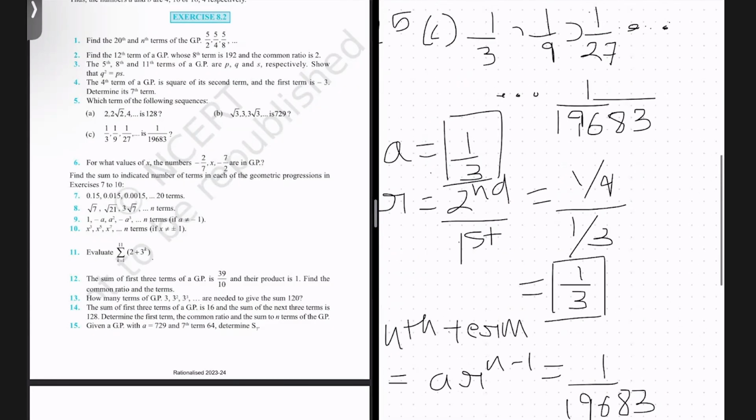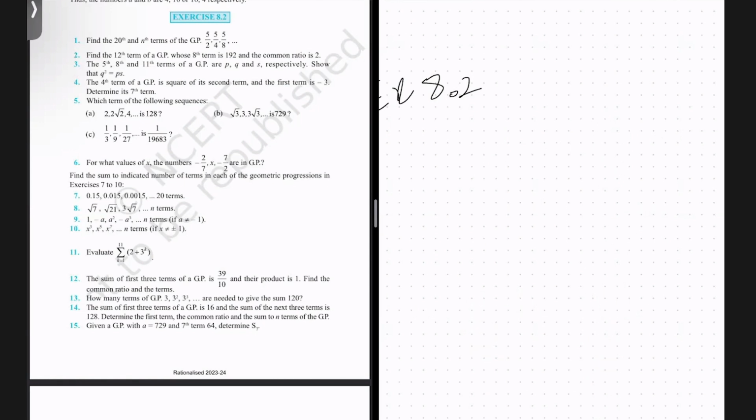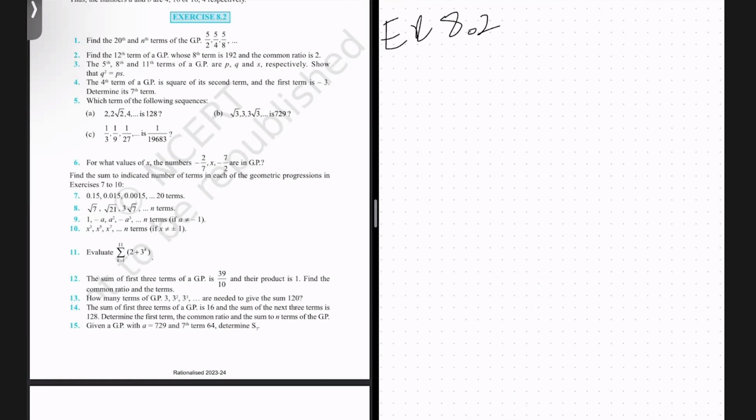Moving on to question number 6. For what values of x are the numbers minus 2 by 7, x, and minus 7 by 2 in a GP? So we have been told that minus 2 by 7, x, and minus 7 by 2 are going to be in a GP.